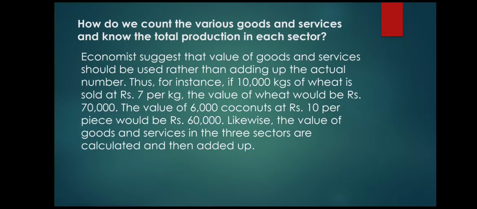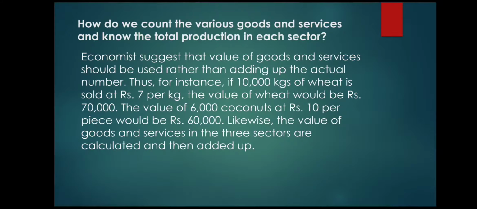Now, the next subtopic is how do we count the various goods and services and know the total production in each sector. So in the previous slide, we studied that it is important that we should know how much goods are being produced and how many people are working for the production. So this one is related to how goods and services are to be counted and calculated. The economists suggest that value of goods and services should be used rather than adding up the actual number.